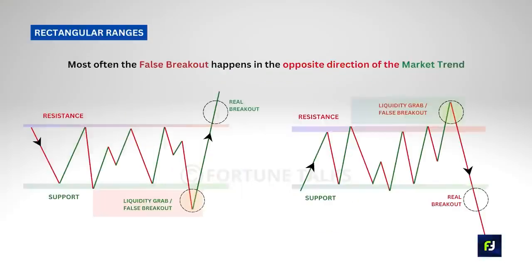Now, this analysis is not 100% accurate because we cannot predict the occurrence of a false breakout perfectly. Since there is liquidity available on both sides of support and resistance, it can lead to more than one fakeout. Or in some cases, there might not even be a fakeout.